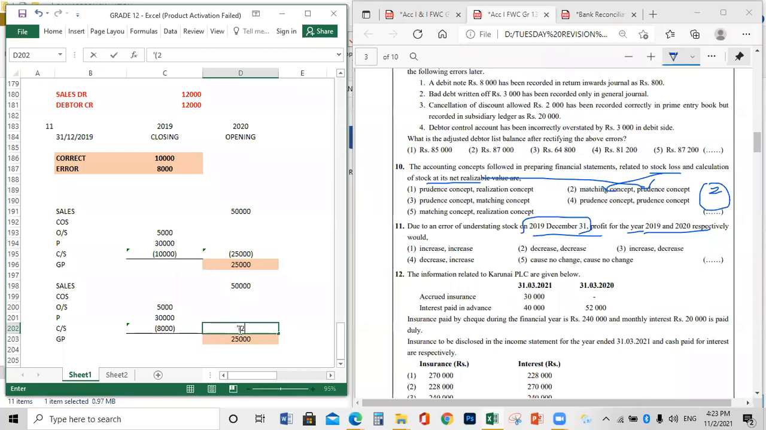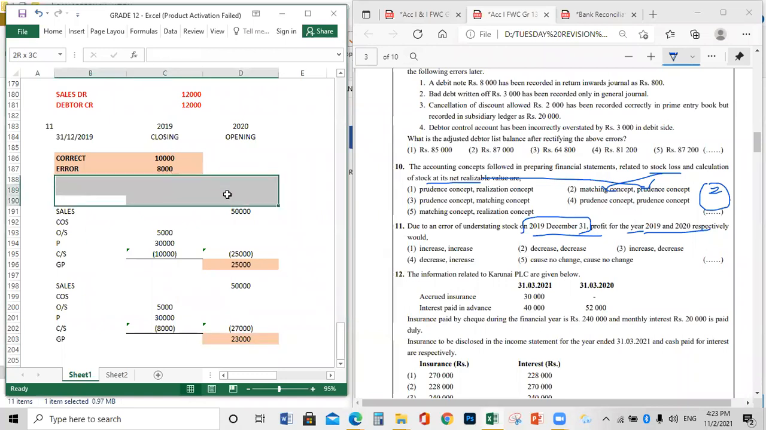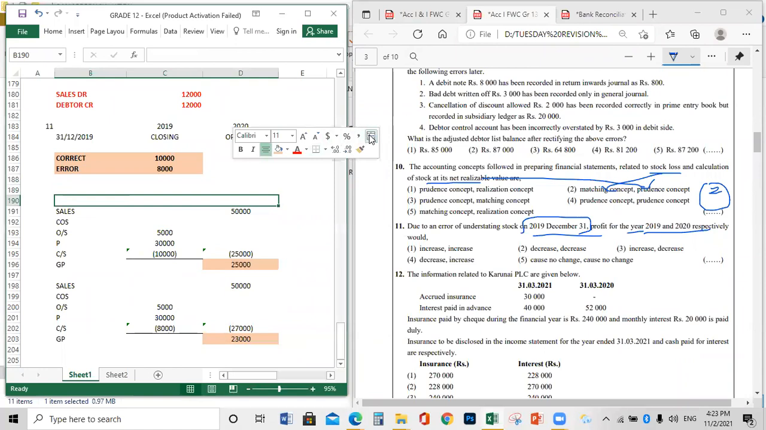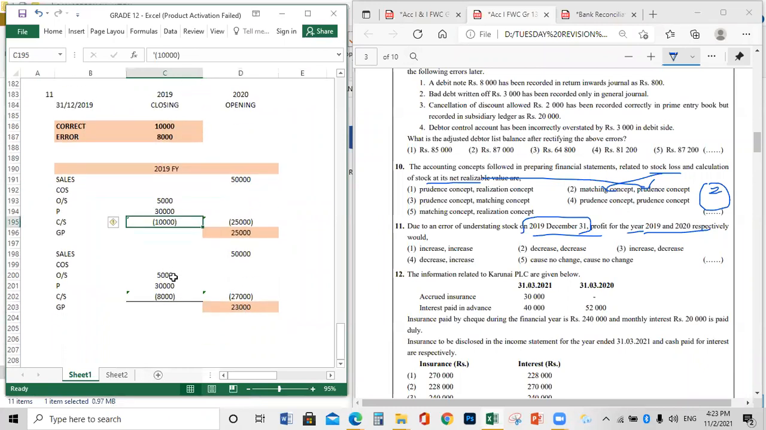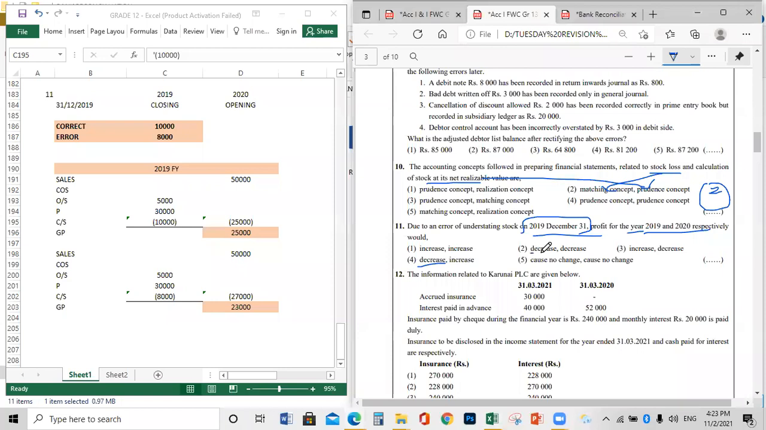Is it 27,000? Cost of sales is 27,000, which will reduce your profit to 23,000. So now what we did was for 2019. Now we did first for 2019 financial year. So now what we can do is we can do for 2020, same like we did for 2019. So based on 2019, what happens to the profit? Profit decreases. So the first answer will be profit decreases.